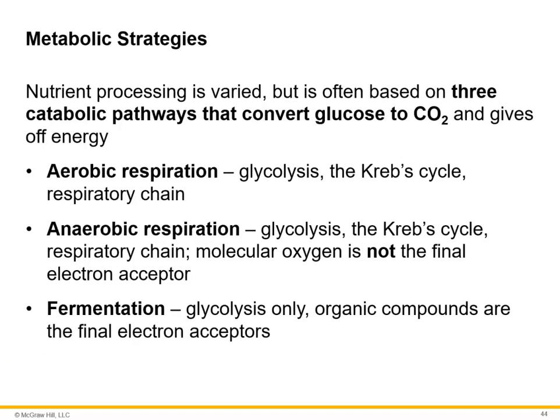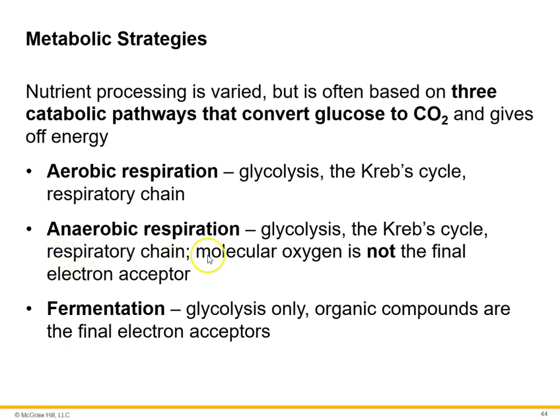So what are the strategies for metabolizing nutrients? Well, it varies, but generally it's going to be based on 3 catabolic pathways, and these pathways convert glucose to carbon dioxide and produce energy. So we have aerobic respiration. You'll see this in aerobic organisms such as us, where you undergo glycolysis, the Krebs cycle, and a respiratory chain where oxygen is the final electron acceptor.